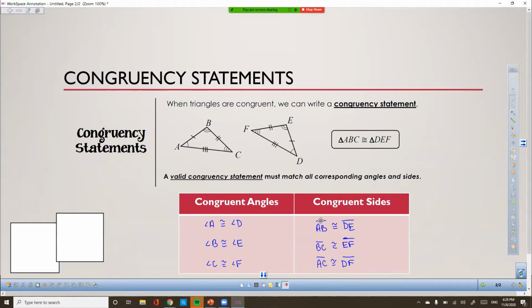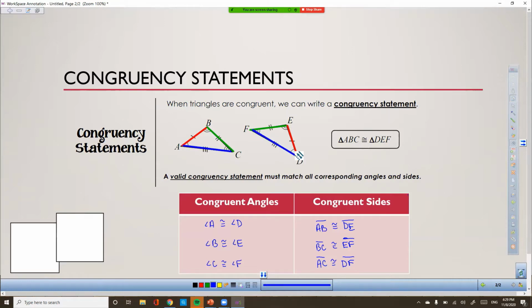Look, side AB, let me go ahead and color this. Side AB is congruent to side DE. And then side BC, this side over here, is congruent to side EF, right here. And last one, side AC, this side right here, is congruent to side DF.